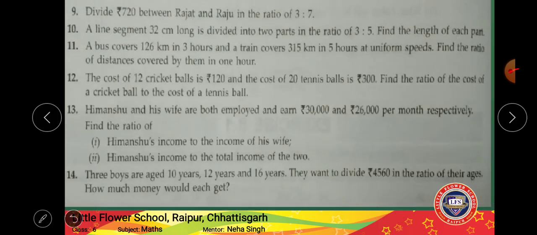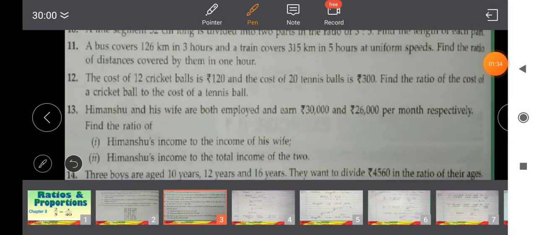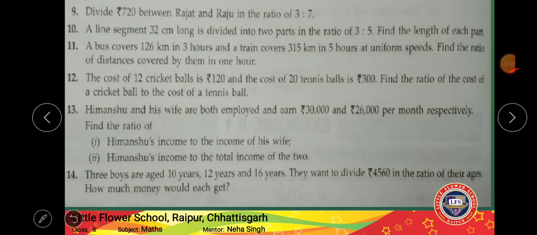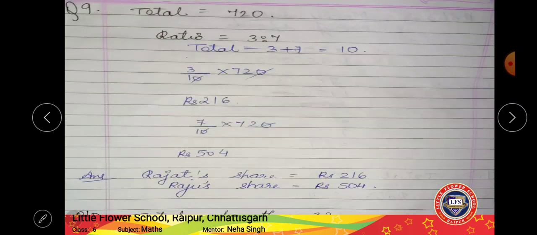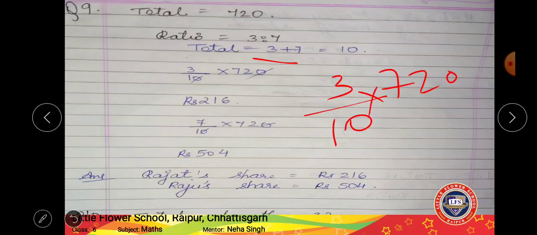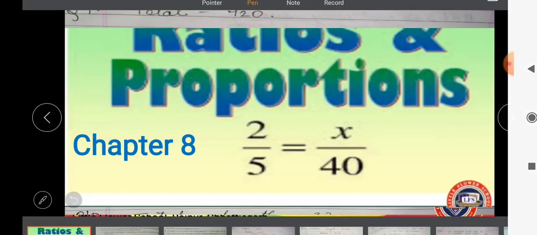Now, moving on to the 9th question. Divide 720 between Rajat and Raju in the ratio of 3:7. See, what is the total amount? 720. 3:7 we have to divide, right? So 3:7, total ratio is 3 plus 7, 10. Means 3 part of the 10th part of 720, right? How will I write it?